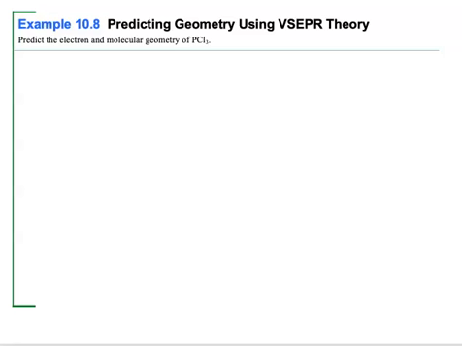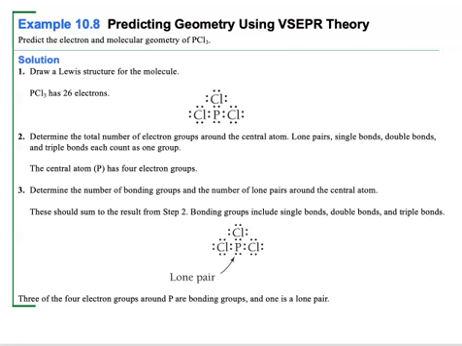geometry. So we have an example that we can work out where we are predicting the electron and molecular geometry of phosphorus chloride. Take a few minutes, try and work through this on your own, and then if you have questions, feel free to play the video and double check your work. So we're going to start off by drawing the Lewis structure for this molecule.